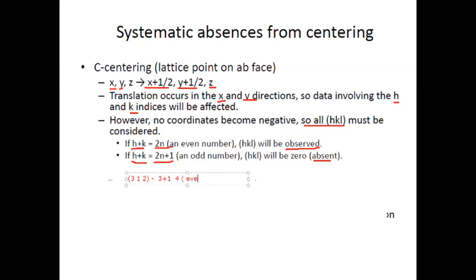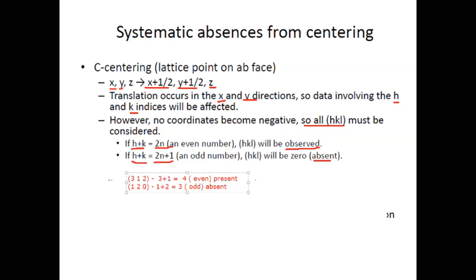Since it's even, it's going to be present. Now if we have the 1, 2, 0 reflection, 1 plus 2 equals 3. This is odd. It's going to be absent for C centering.